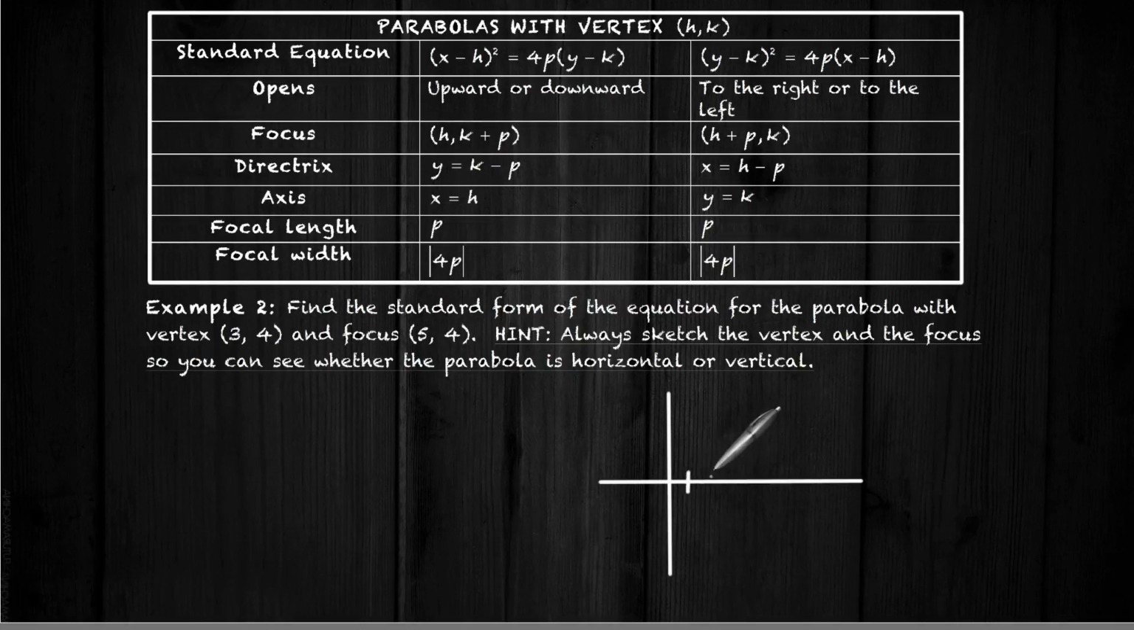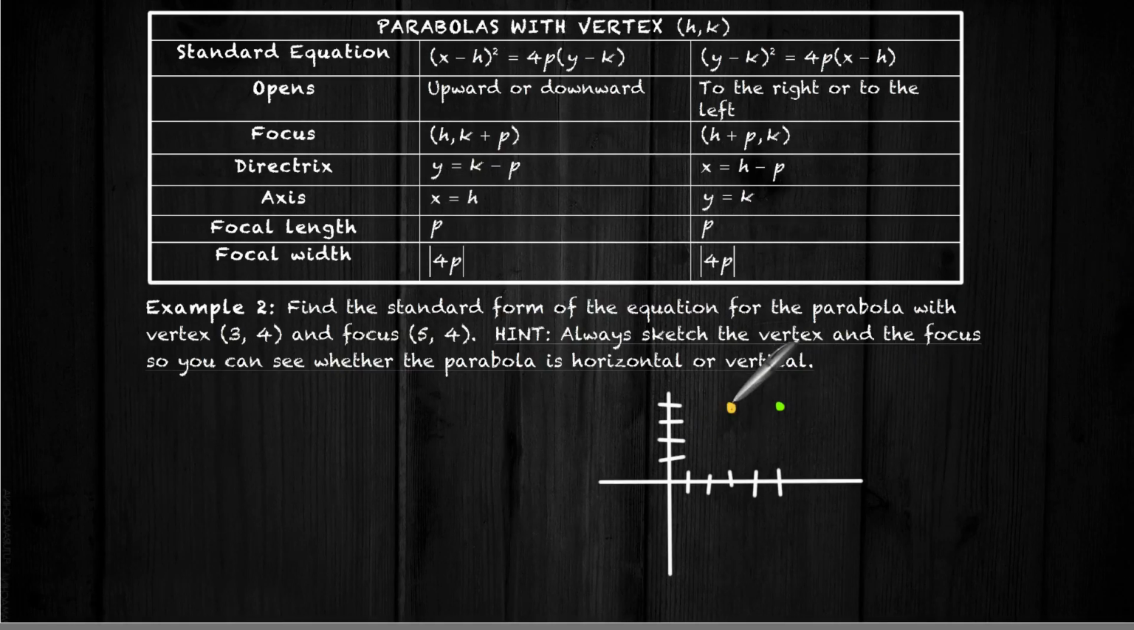Let's say we have 1, 2, 3, 4, 5, and 1, 2, 3, 4. And so we know that the vertex is over 3, up 4. And so we'll put a point right there. And then we know that the focus is at 5, 4, so over 5 and up 4. Now what does that tell us? We know that the focus is some point inside of the parabola.